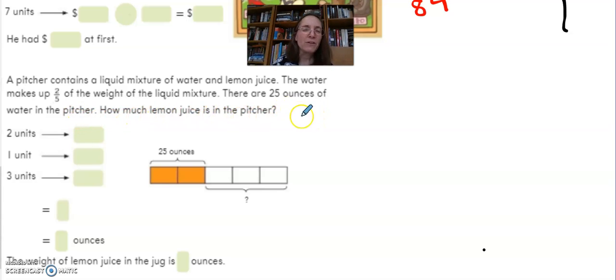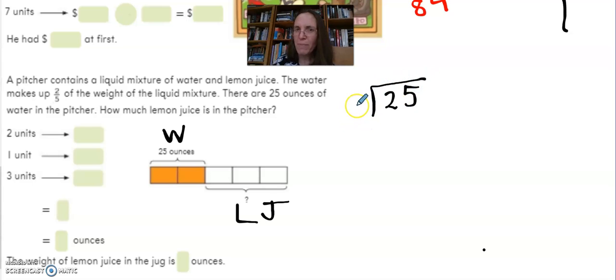My friends, here's the mistake I made the last 2 times I recorded this. Been a lot of mistakes. I didn't label this, and I should have. These 2 boxes are the water, and these 3 boxes represent the lemon juice. So I have 25 ounces, and to figure out the 1, the unit fraction, I'm going to need to divide 25 by 2. And that may feel a little squidgy to you because 25 is not an even number. We're going to have a remainder here. Let's see how we can handle this.